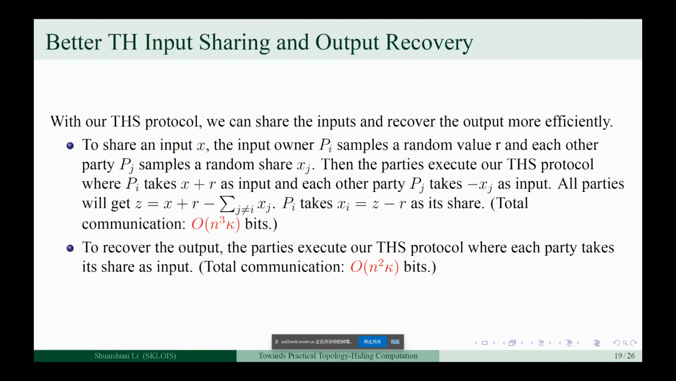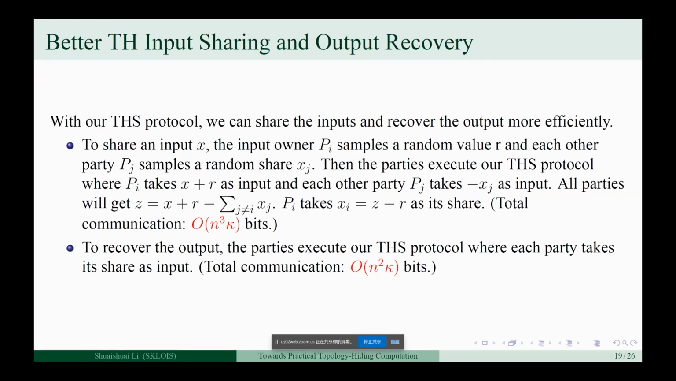Now we saw how to share the inputs and recover the output more efficiently using our THS protocol. To share an input x, the input owner Pi samples a random value r, and each other party Pj samples a random share xj. Then the parties execute our THS protocol, where Pi takes x plus r as input, and each other party Pj takes minus xj as input. All parties will get the output z, which equals x plus r minus the sum of all other shares. Finally, Pi takes z minus r as its share.